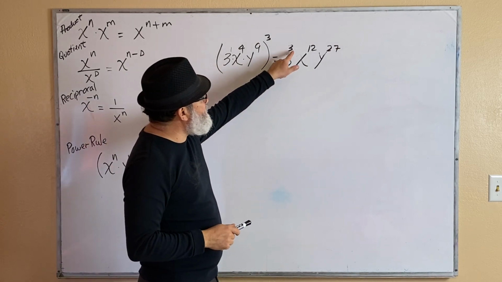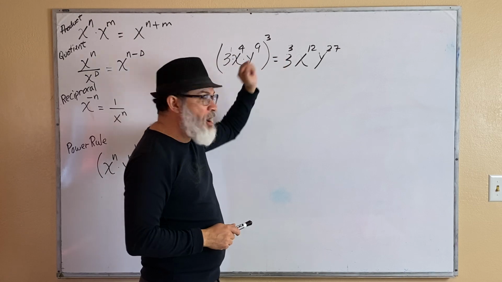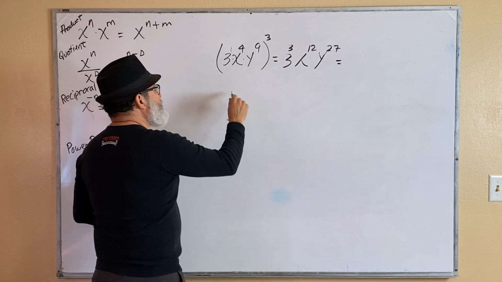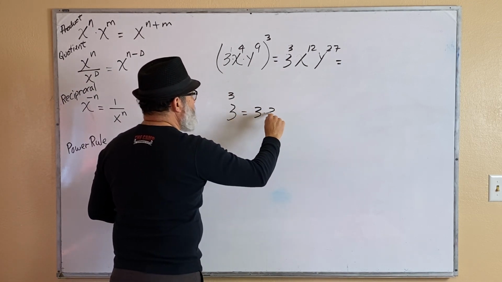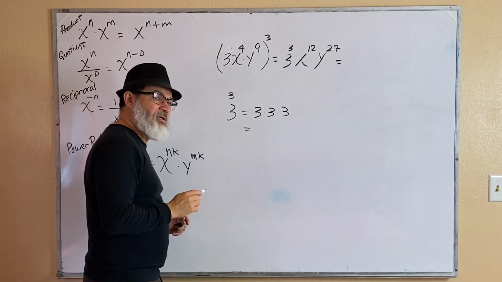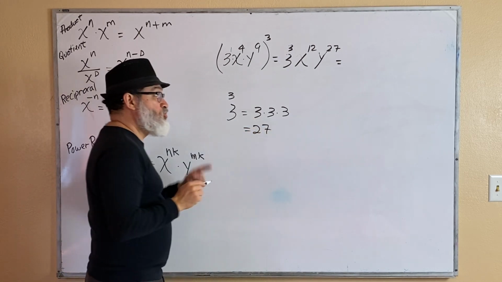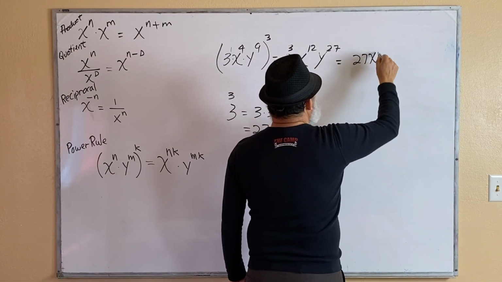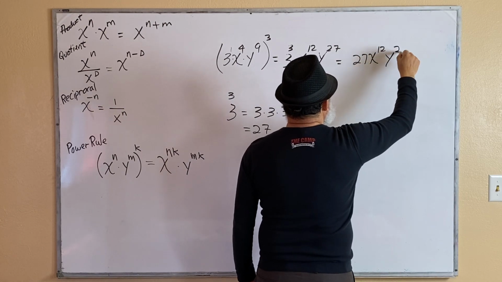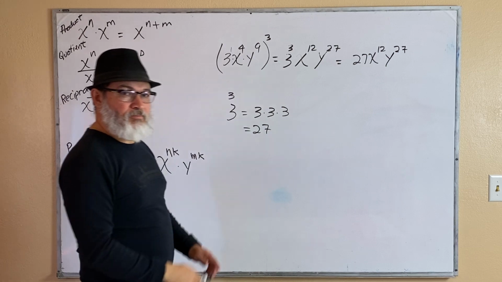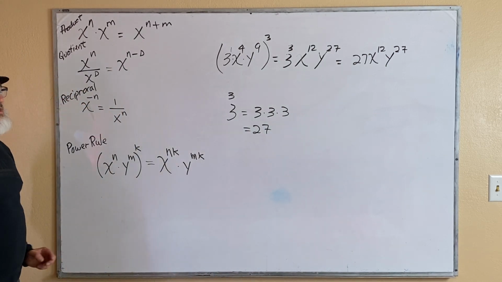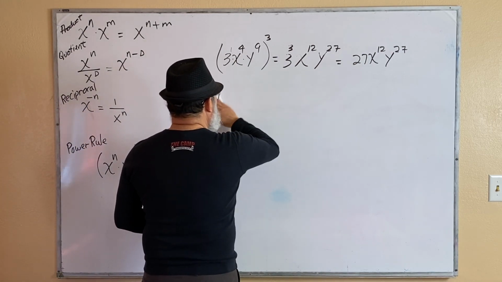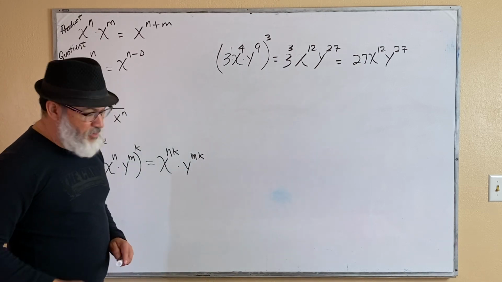And this power is small enough so that you can raise this 3 to the third power. Okay? Note, this 3 to the third power is 3 times 3 times 3, which is what? Which is 27. So therefore, this becomes 27 x to the 12 y to the 27th. And there it is. That's the answer to that. Okay. Let's give another example. Here's another example.